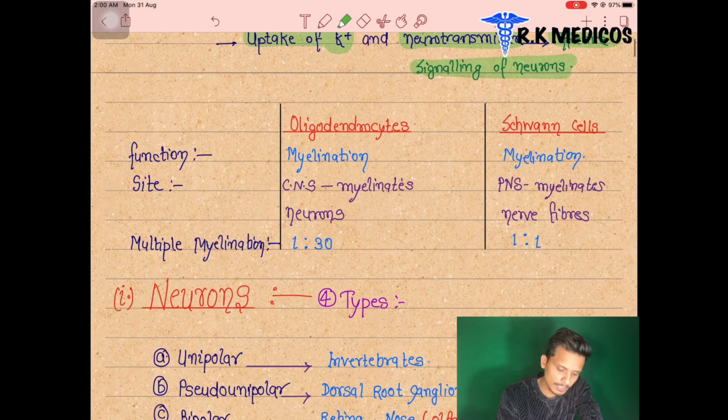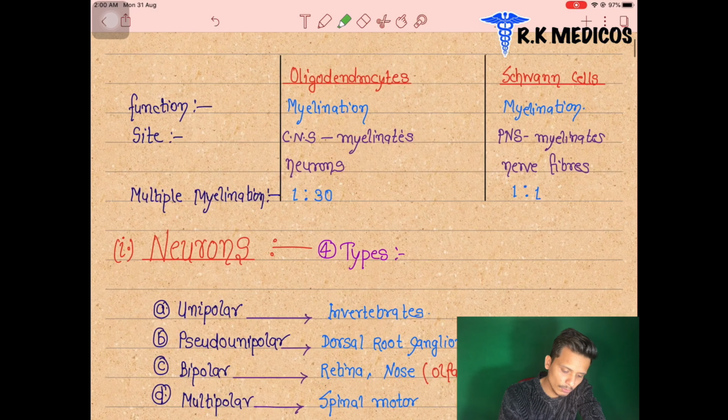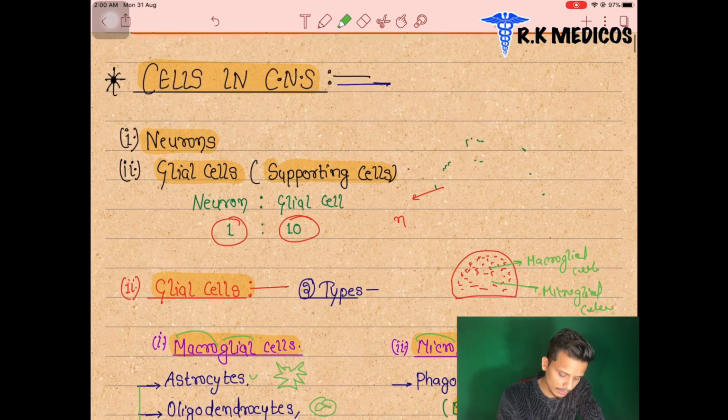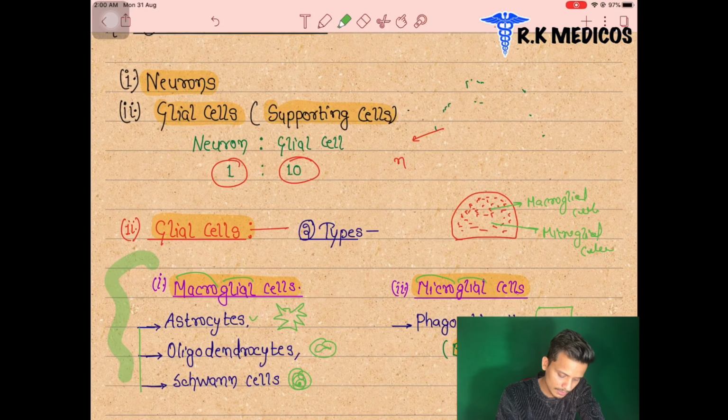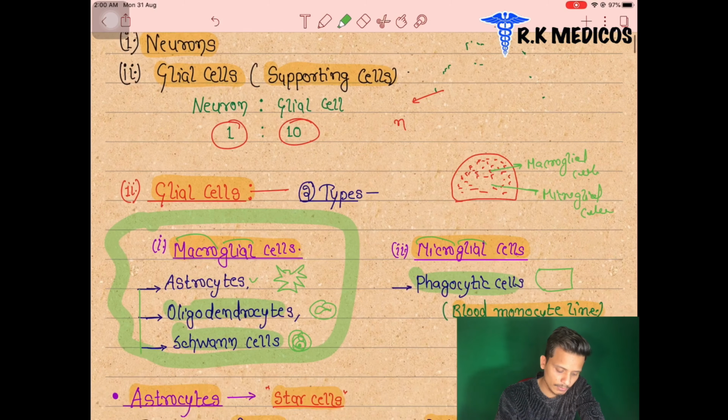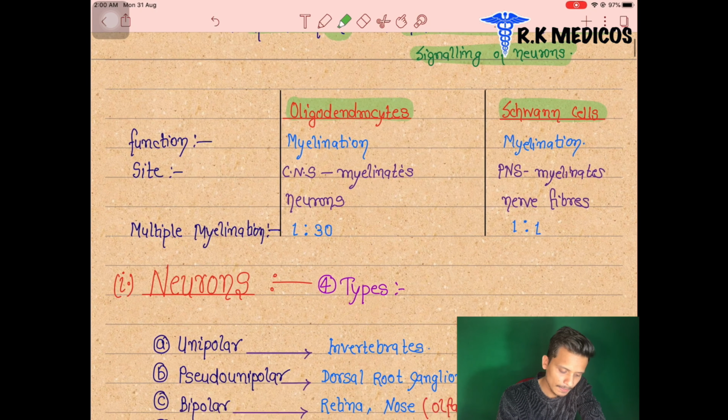Now we are going to see what is the main function of the oligodendrocyte cells and Schwann cells. These are also types of macroglial cells, oligodendrocytes and Schwann cells, and here phagocytic cells. So we are going to see here oligodendrocytes and Schwann cells. The function is myelination. The oligodendrocytes' function is myelination. Where? In the central nervous system. Oligodendrocytes are going to myelinate the neuron.